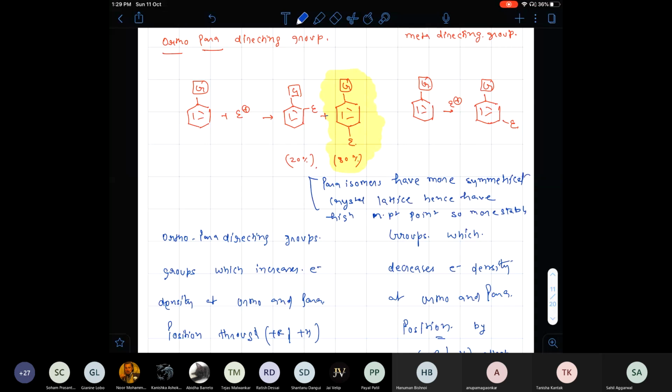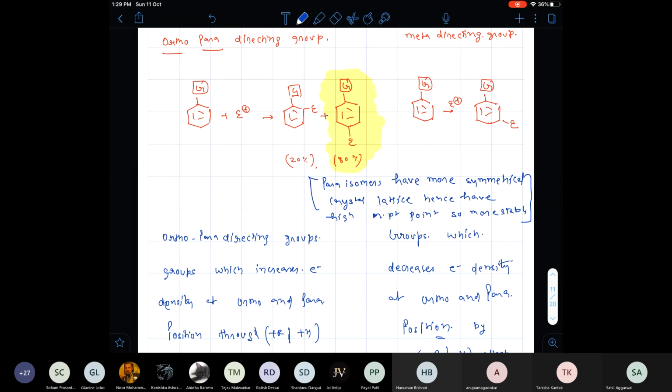so their percentage is higher. Para isomers are more symmetrical, the alignment is better, so they have more melting point. If they have more melting point, they are more stable. If they are more stable, then their percentage is higher in most of the cases.